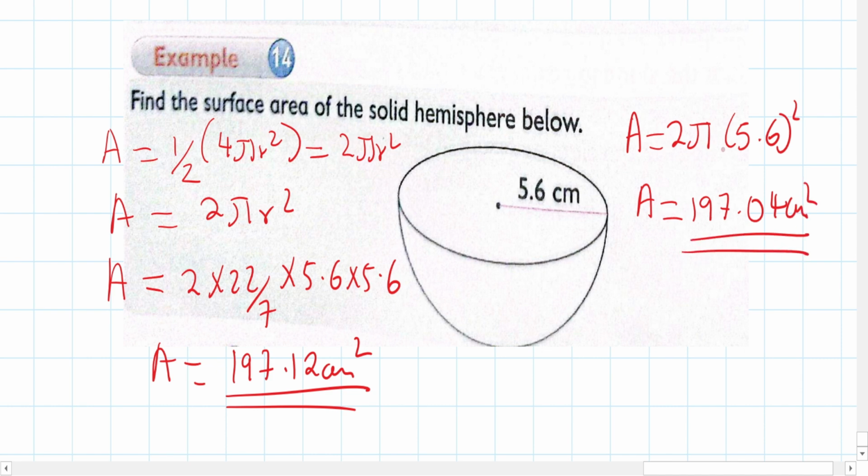So you can use the normal pi on your calculator, or you can use pi as 22/7 or 3.142, whichever pi. But most probably, because KJSEA will instruct you to use the normal pi on your calculator. But all in all, this is your answer. This also can be your answer. And that's the end of the video.